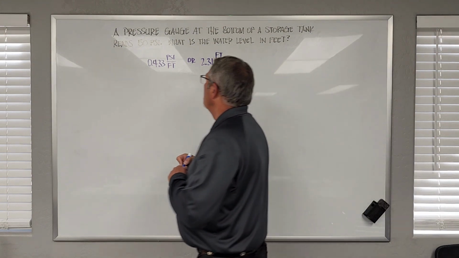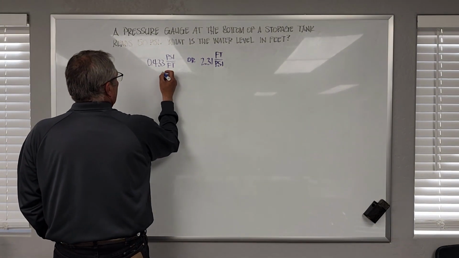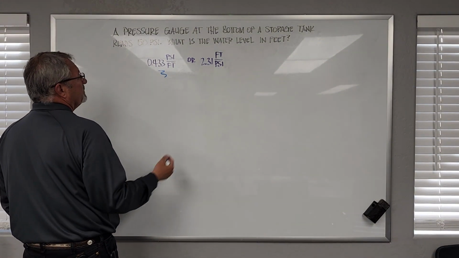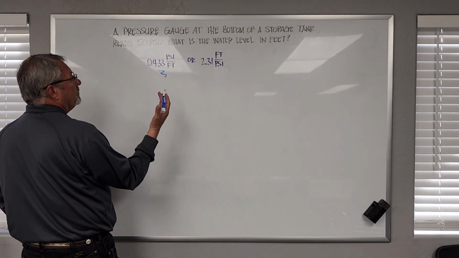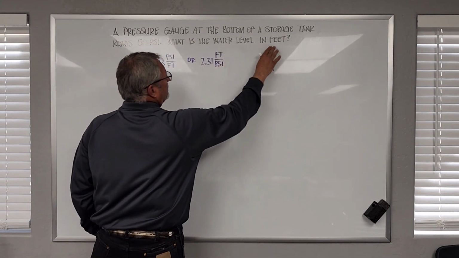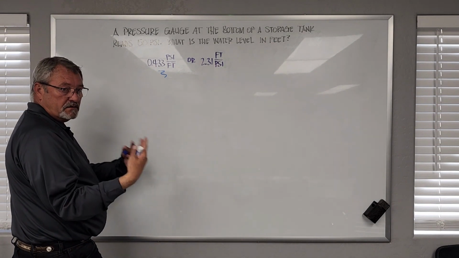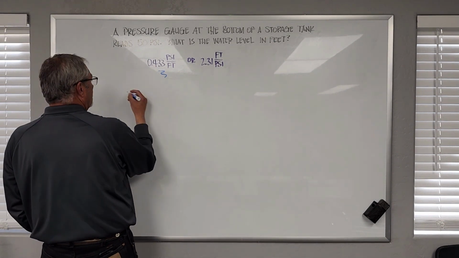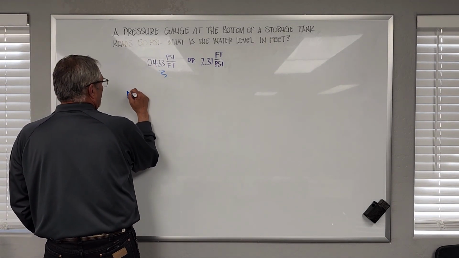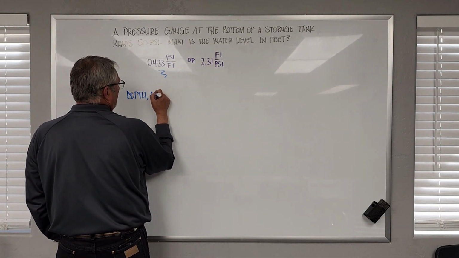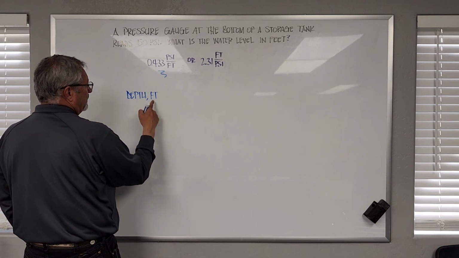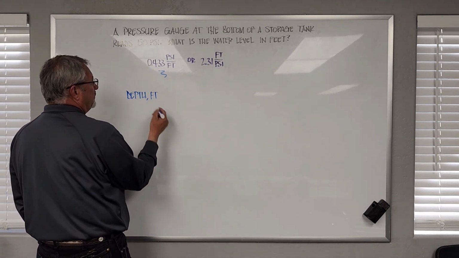Now, my favorite conversion factor to use is 0.433 psi. I'm looking for, and here's my first question to myself, what is the water level in feet? That's specifically what they want to know. That's the answer we're looking for. So I want depth in feet. That's my unit of measure.